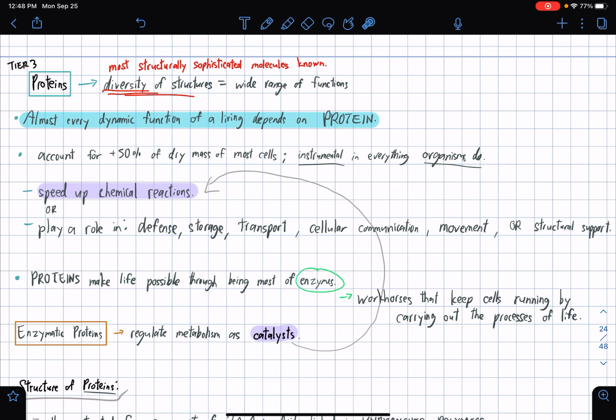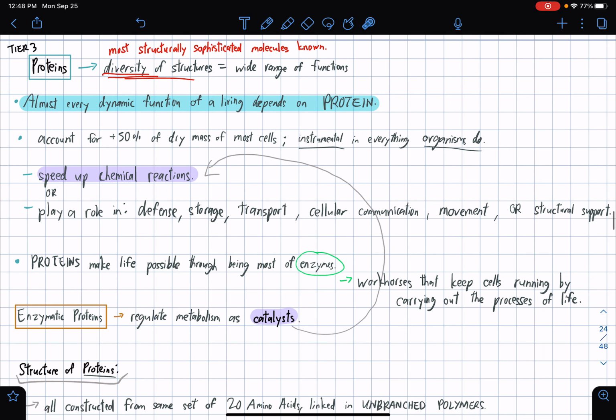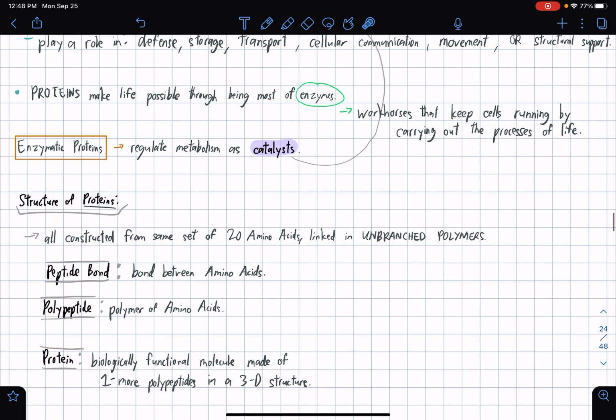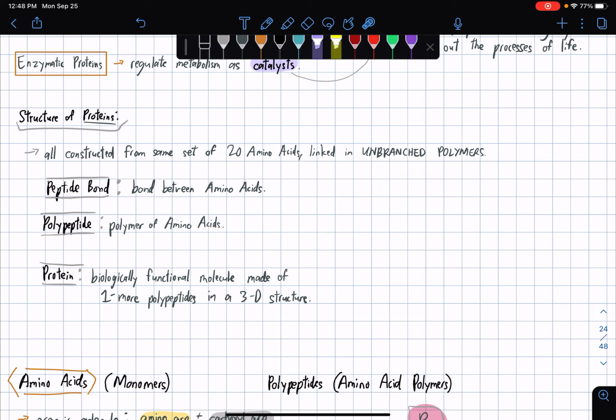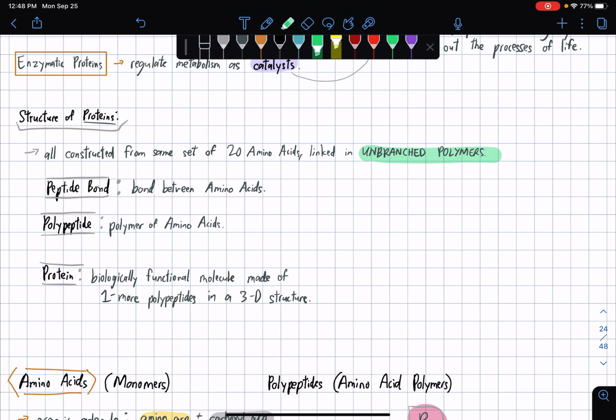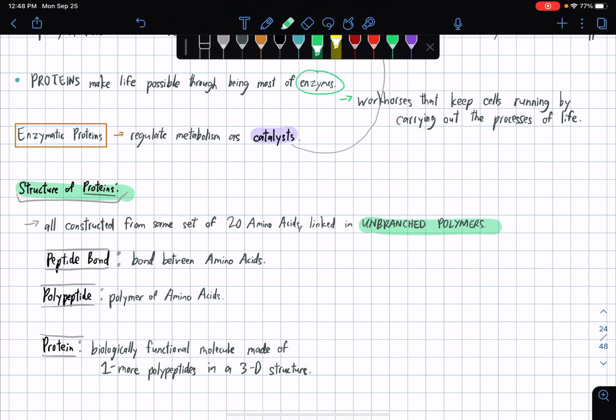Proteins make life possible through being most of the enzymes. Enzymes are basically workhorses that keep cells running by carrying out the processes of life. So, for enzymatic protein, they regulate metabolism as catalysts, and in terms of the structure of proteins, they are all constructed from the same set of 20 amino acids linked in unbranched polymers. So, I suggest that you associate the term unbranched polymers with protein structure.